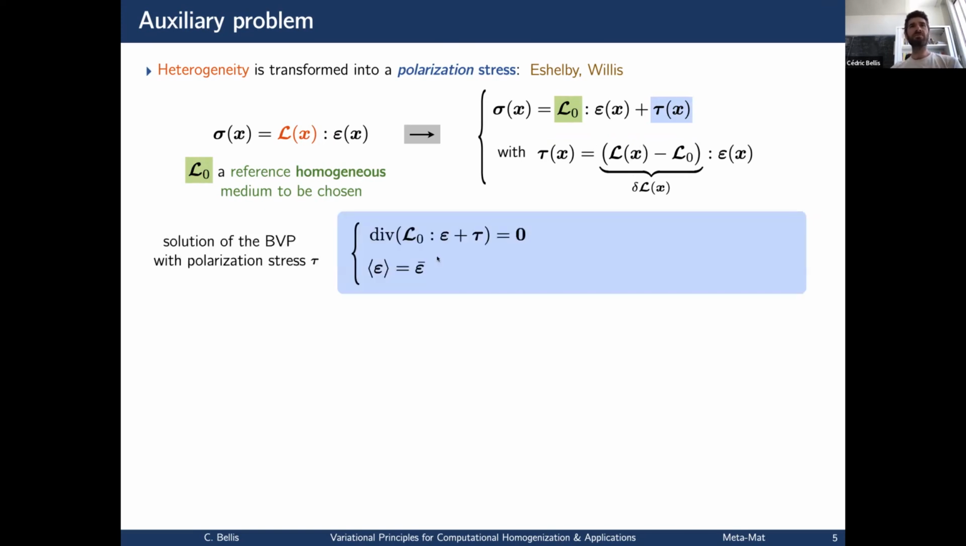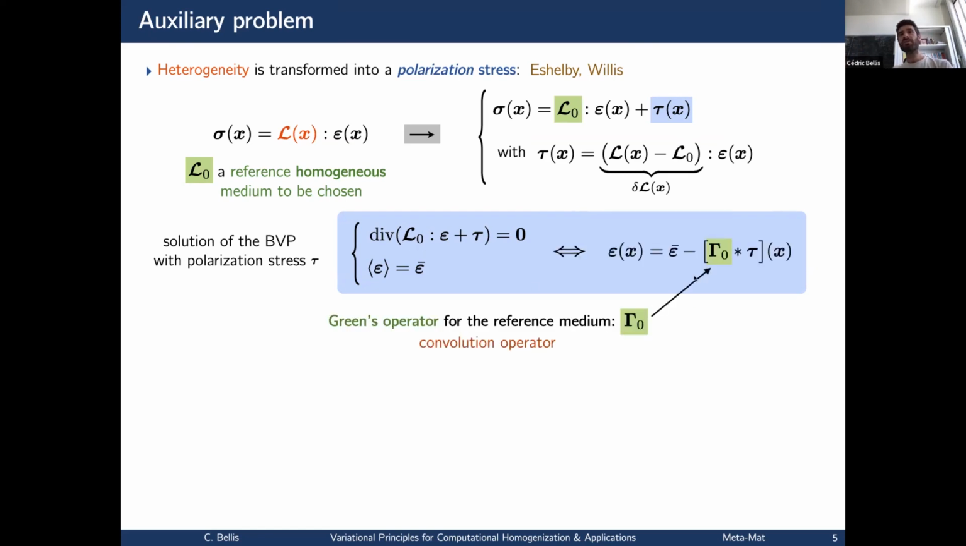But now we will solve an auxiliary problem, which is a boundary value problem with a so-called polarization stress. So for the time being, we consider solving this problem in a reference medium which is homogeneous, and tau for the time being is given. And because we are in a homogeneous medium here, we can use the Green's function of the homogeneous medium. The solution of this boundary value problem is epsilon equals the loading, epsilon bar, minus the Green's operator applied to the polarization stress.